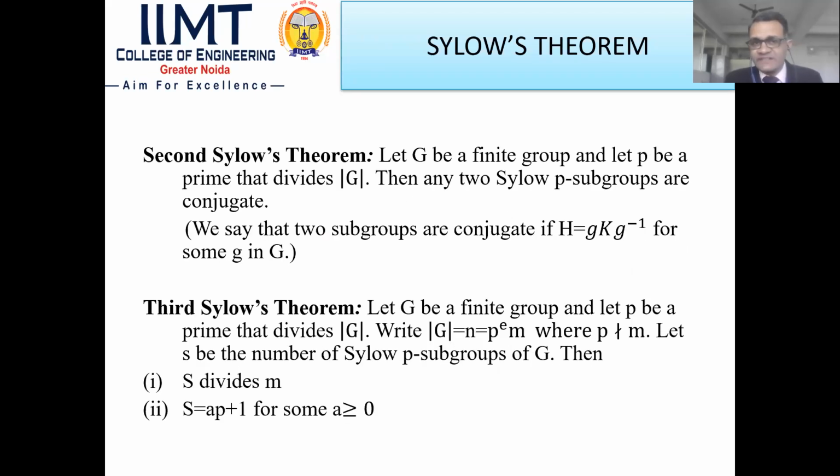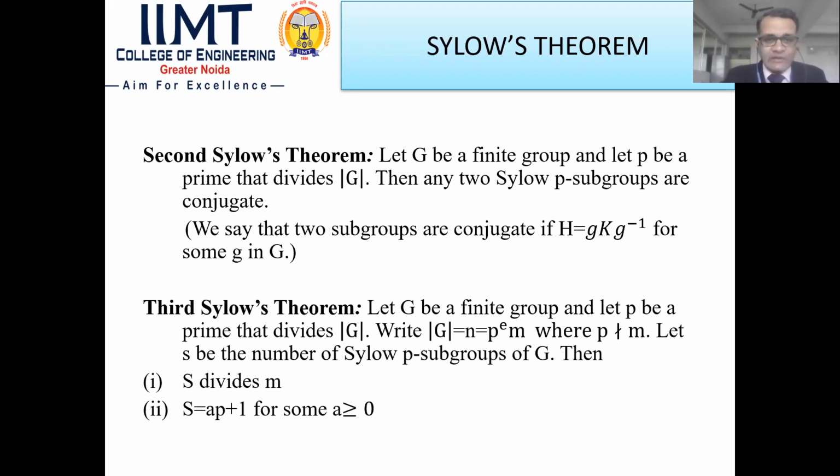Sylow's second theorem, what it says: let G be a finite group and let p be a prime that divides the cardinality of G, then any two Sylow p-subgroups are conjugate. What does it mean, conjugate? We say that two subgroups are conjugate if H is equal to g K g inverse for some g in G.